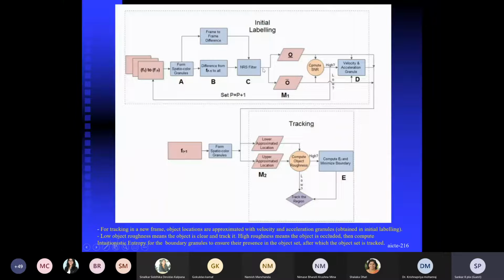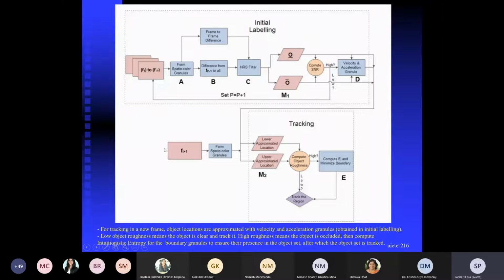Then you form the neighborhood of the filter. From that, you get the lower and upper approximation and compute the signal to noise ratio. If the signal to noise ratio is high, then you accept the velocity and acceleration granule. If it is low, again you increase P equal to P+1 and come here. So this output velocity and acceleration granule, you put it here and take the next frame FT+1.